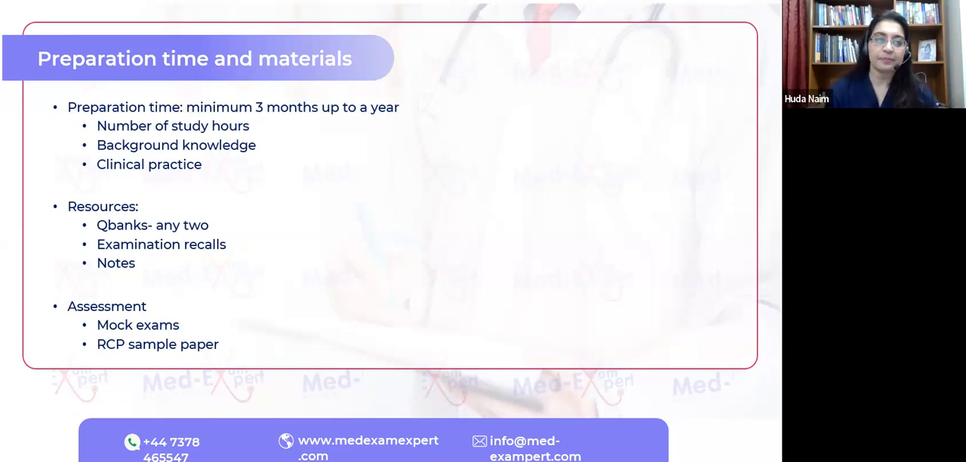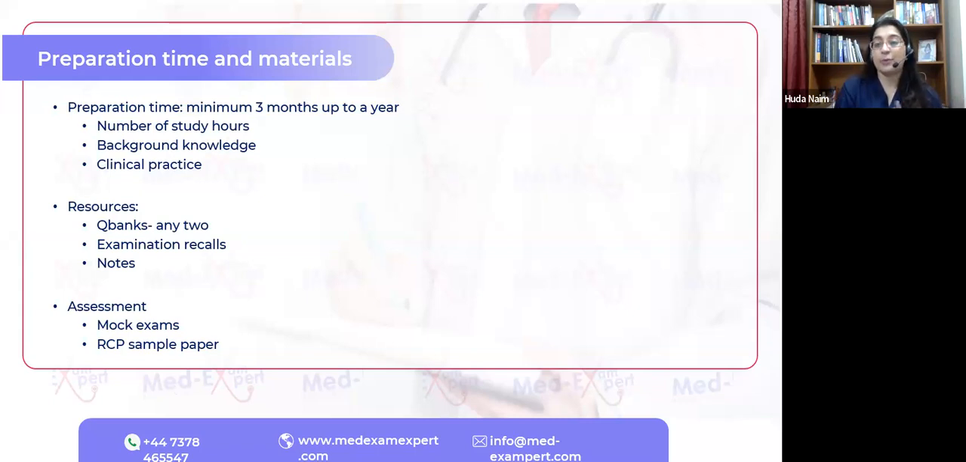And then the clinical practice. If you're a medical resident or if you're doing your house job or your internship in your home country, then you would be encountering a lot of these clinical scenarios in your real-time practice. So that would also really help you. But if you're not into clinical practice, if you're on the teaching side or doing any other thing, then you would have to give some time to revise your basic core principles before you start preparing for your exam.